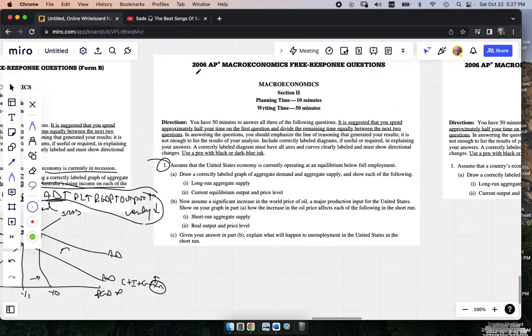So number one here for 2006, it's getting tiring. Operating at equilibrium below full employment. We already know that that is code for a recession. So we shouldn't even have to, once we saw it, we know we're operating below full employment.